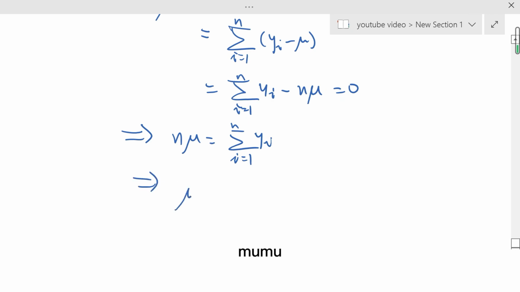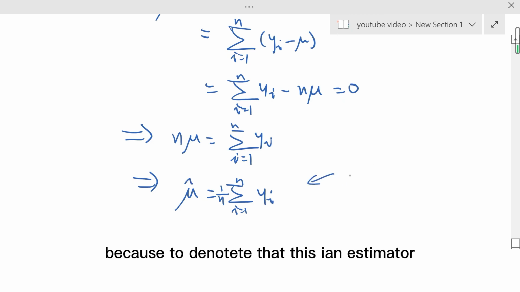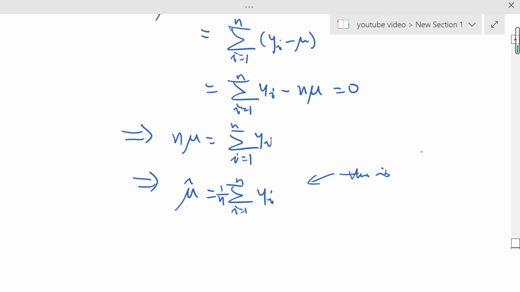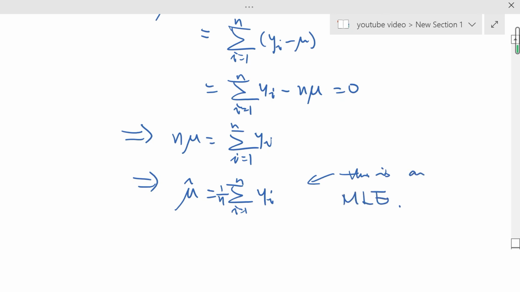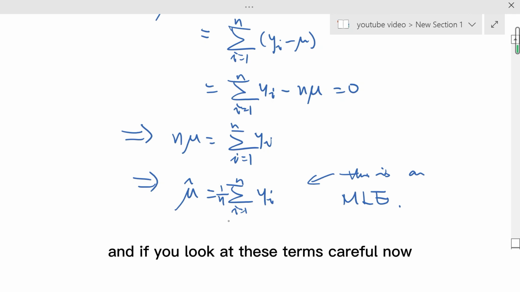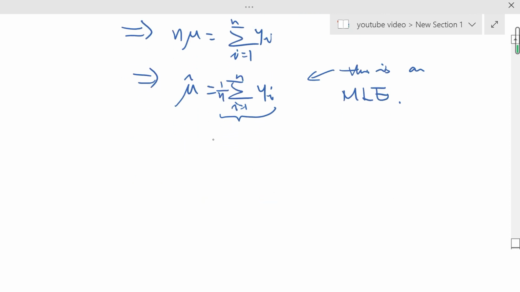Or mu hat equals 1 over n times the sum of yi. We put a hat on top to denote that this is an estimator, the maximum likelihood estimator. And if you look at these terms carefully enough, you should see that this is just the average of Yi.